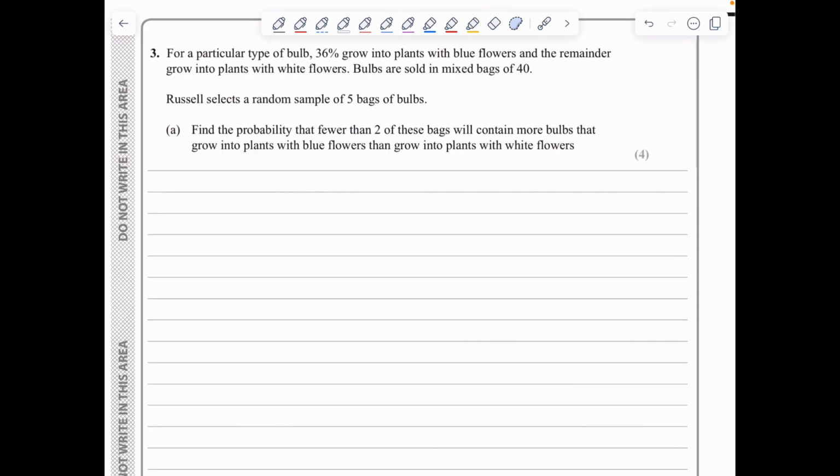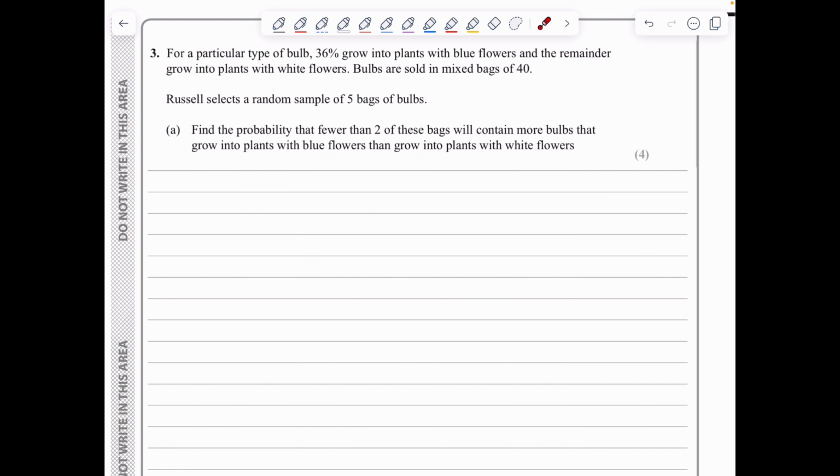In question 3, we've got a particular type of bulb with 36% growing into plants with blue flowers, the remaining growing into plants with white flowers, and we are told that bulbs are sold in mixed bags of 40, and Rasses is selecting a random sample of 5 bags. We need to find the probability that fewer than 2 of the bags will contain more bulbs that grow into blue flowers than those that grow into plants with white flowers. So we've got a nested binomial distribution here.